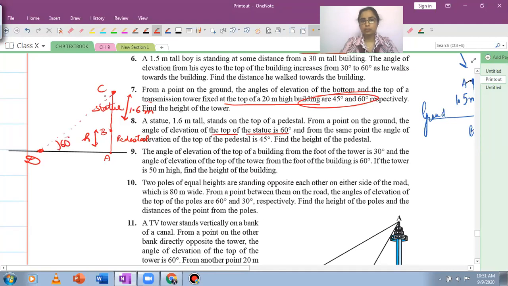Point D से जब top of the statue को observe किया, angle formed is 60 degrees. And then from the same point, we look at the top of pedestal. So top of pedestal is point B. So from D, point B is observed, and then the angle formed is 45 degrees. You have to find out the height of the pedestal. Now you can see the question is exactly similar to the previous one. You have two right triangles. You will be working with two right triangles and find out the value of H.